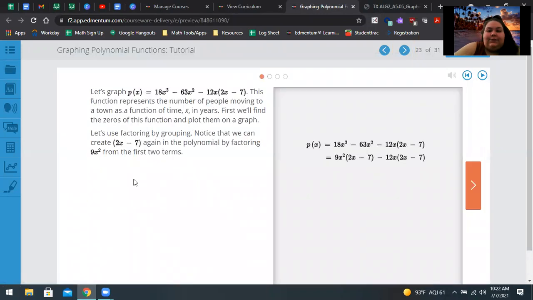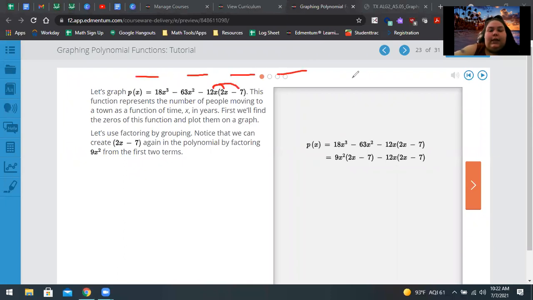So let's first start out with this one right here. We are given the polynomial function p of x equals 18x cubed minus 63x squared minus 12x parentheses 2x minus 7. If you were to multiply this 12x back into the parentheses, you're going to be left with 4 terms. Remember, we use the grouping method when we see those 4 terms.